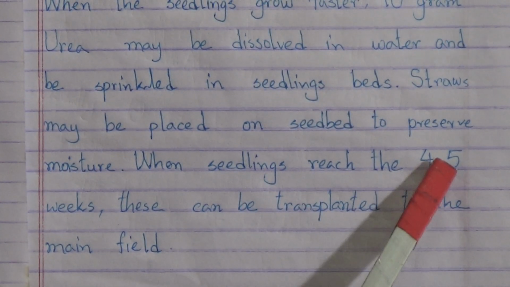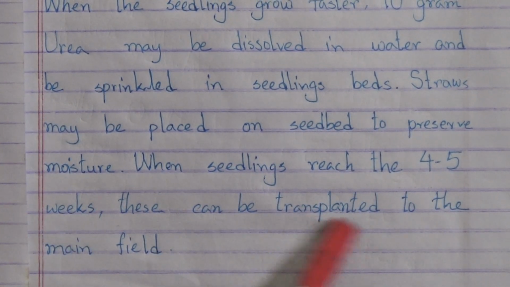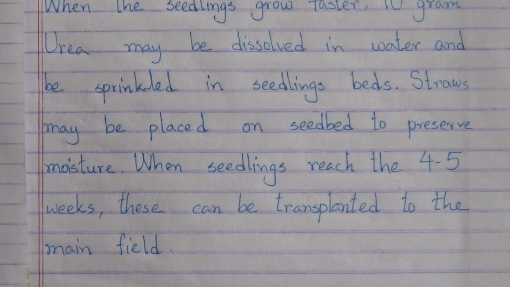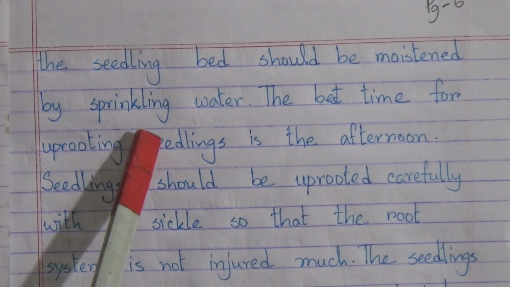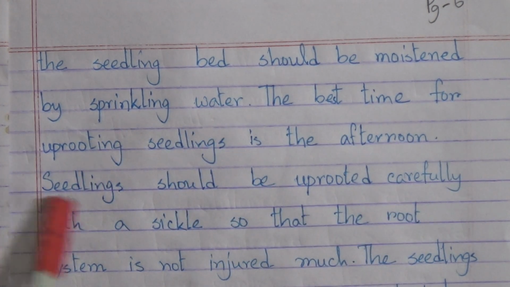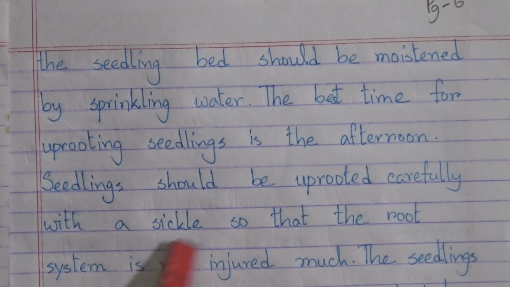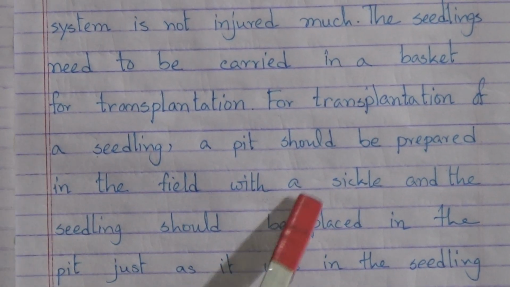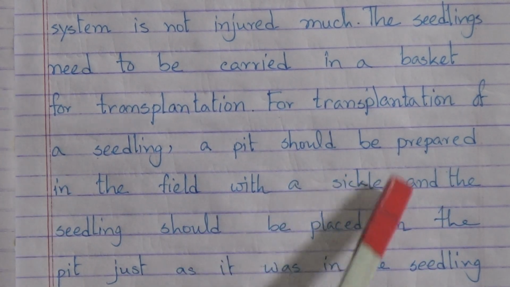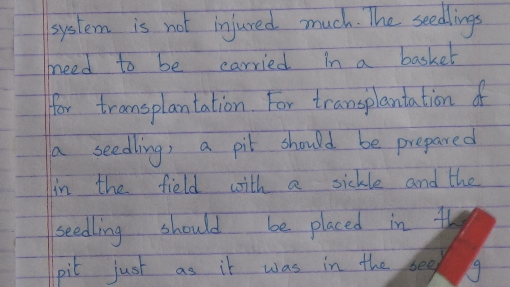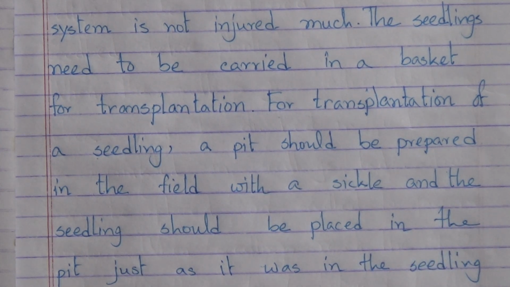When seedlings reach 4 to 5 weeks, these can be transplanted to the main field. Before uprooting the seedlings to transplant, the seedling bed should be moistened by sprinkling water. The best time for uprooting seedlings is the afternoon. Seedlings should be uprooted carefully with a sickle so that the root system is not injured much. The seedlings need to be carried in a basket for transplantation. For transplantation of a seedling, a pit should be prepared in the field with a sickle, and the seedling should be placed in the pit just as it was in the seedling bed.